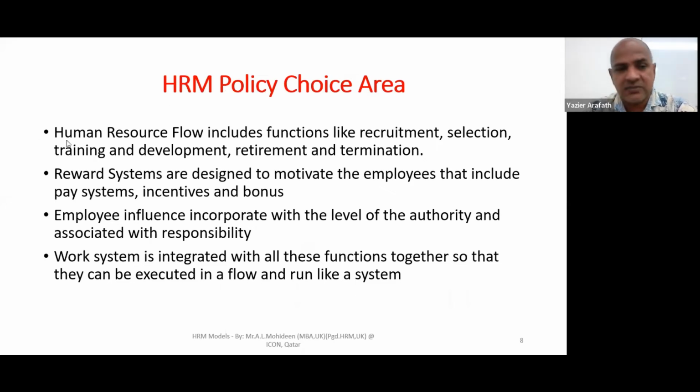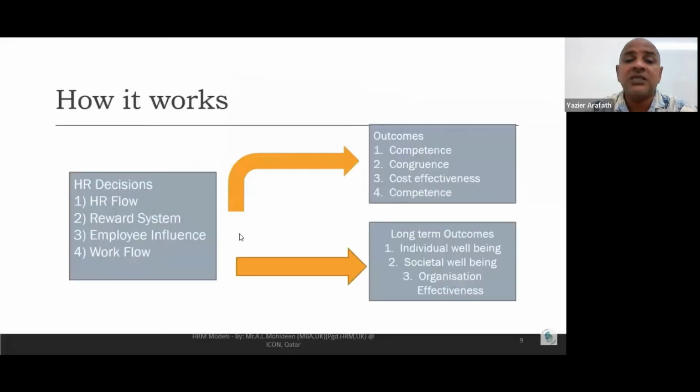And some HR policies. Here the internal part is human resource flow, which is connected with recruitment, selection, and training. And the reward system, how reward systems are designed, that is internal. Employee influence, the level of authority and responsibility. And the work system, how it is designed. Everything is connected with HRM policy. In this way, HR policy should be designed. So HR decisions are connected with HR flow, reward system, employee influence, and work systems. This will affect the outcomes: competence, congruence, and cost effectiveness.